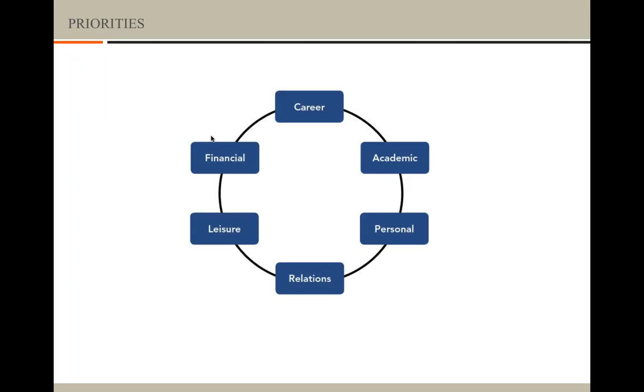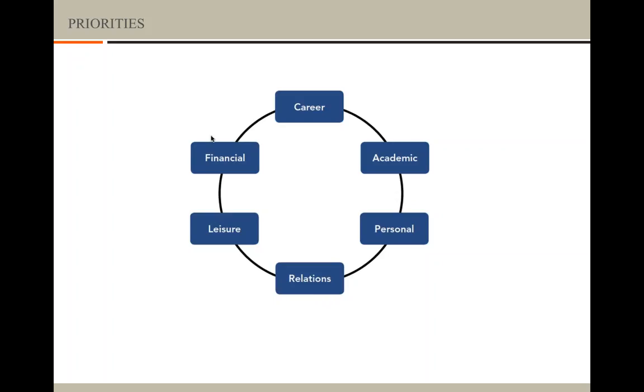So what are our priorities like? What are the different heads in which our priorities fall? If you have only one goal in life that you need to achieve to successfully realize your aspiration, then life is really simple. But it's not that simple. For most people, there are different aspirations which cover different aspects of their life. They could be career, academic, personal, relations, leisure, financial, a plethora of heads in which your priorities might fall.